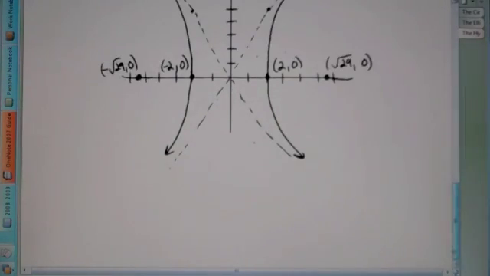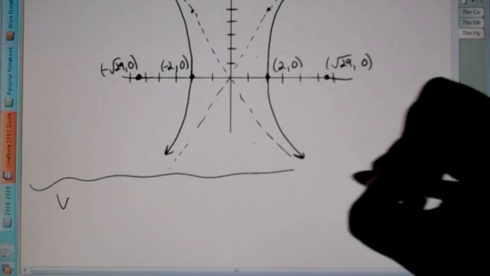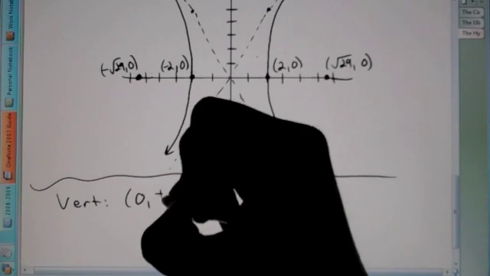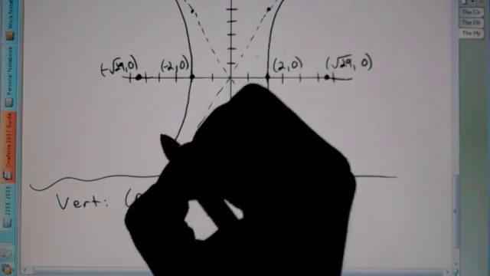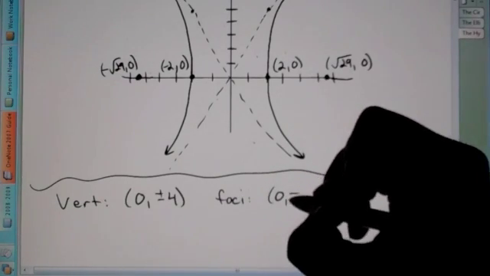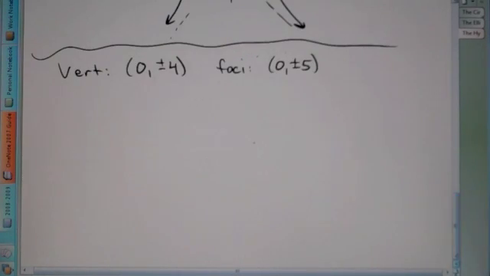Okay, so it says a hyperbola has vertices, so a new problem here. Has vertices at 0, positive, negative 4. Okay, and it has foci at 0, positive, negative 5. So we have to write the equation of the hyperbola, and then we're going to graph it.